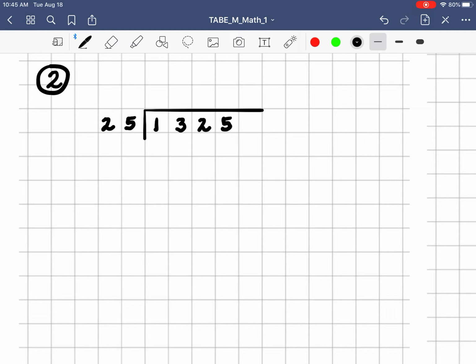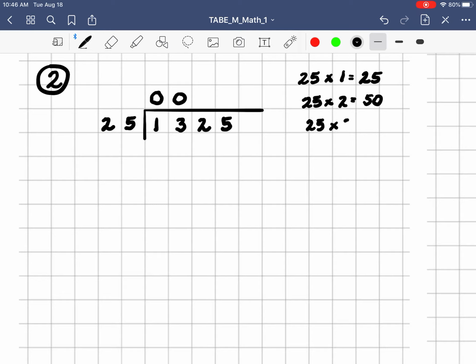So the first thing we need to do always is take 25 into 1, and that's not going to go. 25 into 13 will not go. So we're dividing 25 into 132. I need to think about, we know that 25 times 1 is 25. Think of quarters in a dollar. Most people don't know their times tables through 25, but think of money.